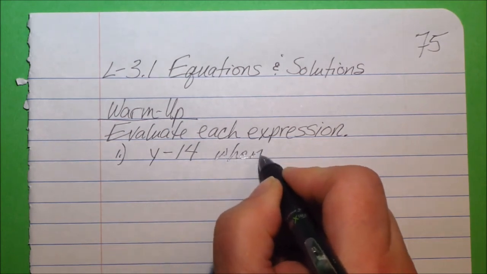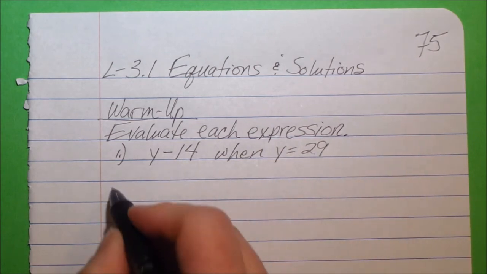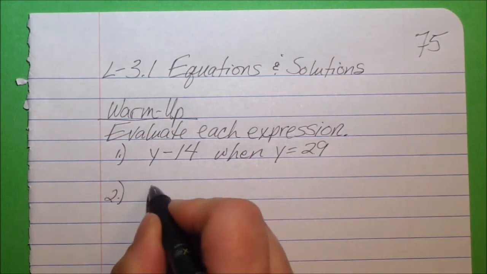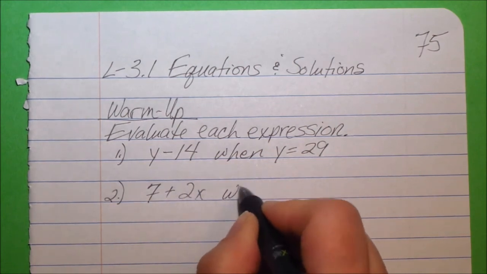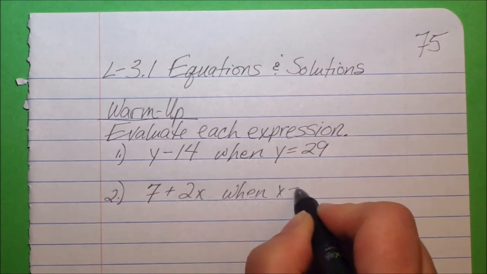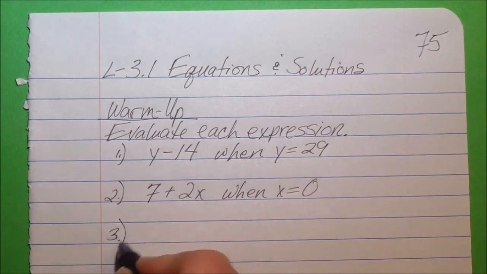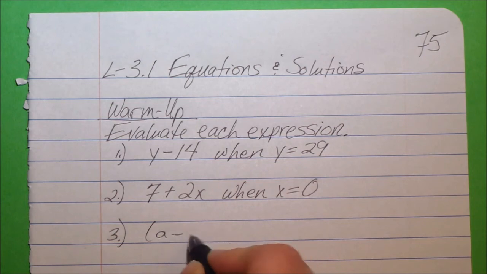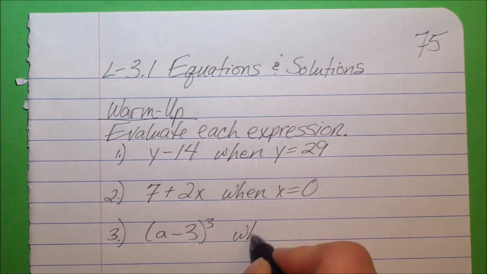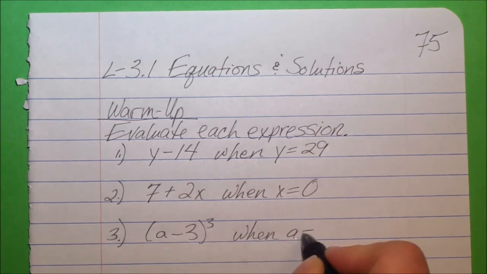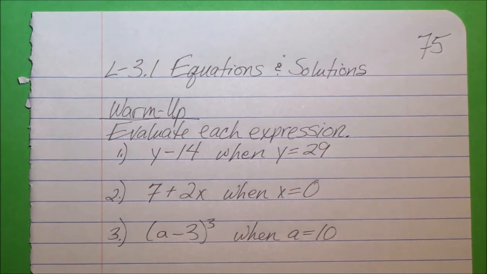when y equals 29. So plug it in and do the math. All right. Number 2 is 7 plus 2x when x equals 0. Number 3 is a minus 3 all squared when a equals 10. All right? So that's your warm-up. Get that worked out.